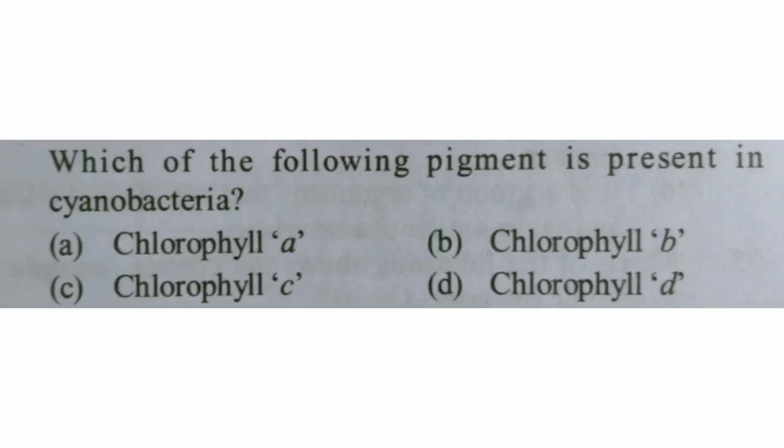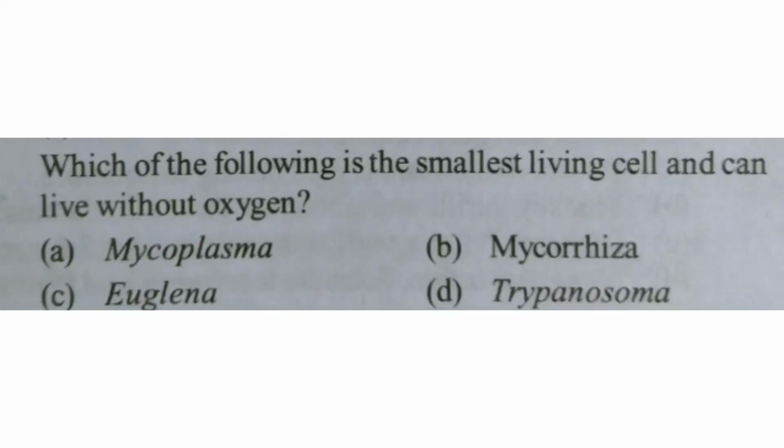Which of the following pigments is present in cyanobacteria? A. Chlorophyll A, B. Chlorophyll B, C. Chlorophyll C, or D. Chlorophyll D? Which of the following is the smallest living cell and can live without oxygen? Mycoplasma, mycorrhiza, euglena, or trypanosoma?